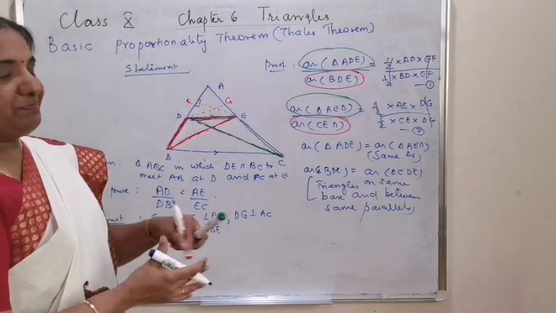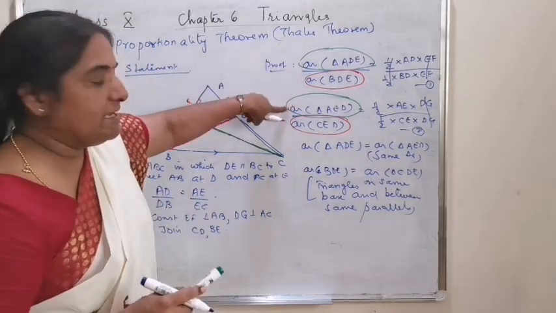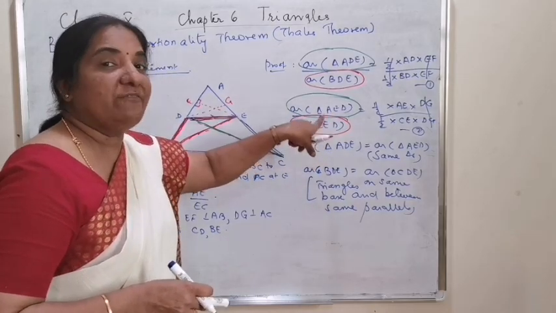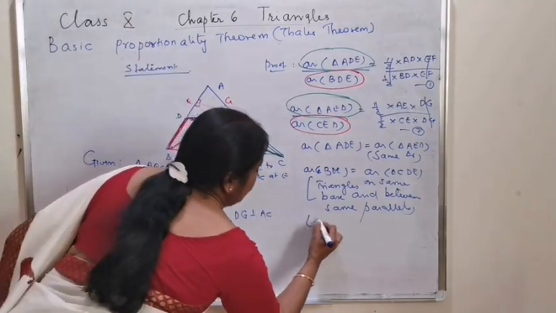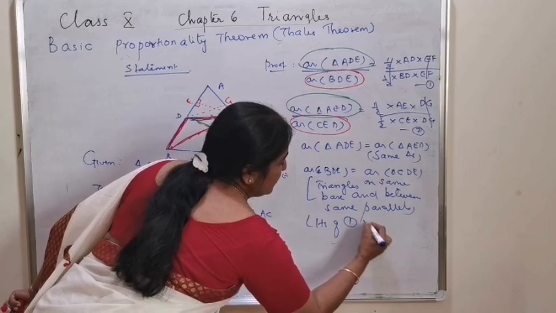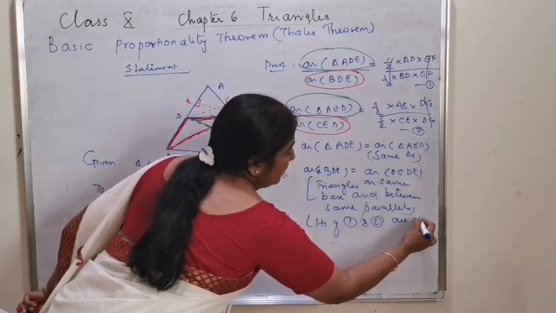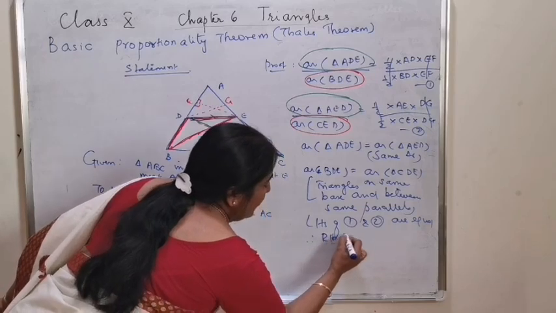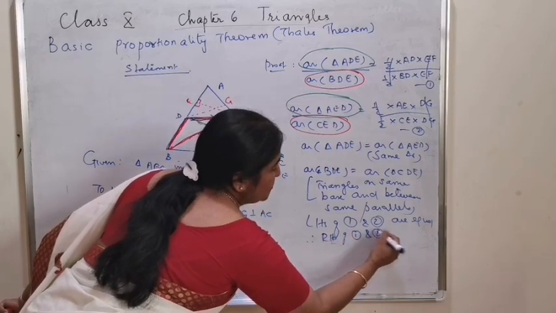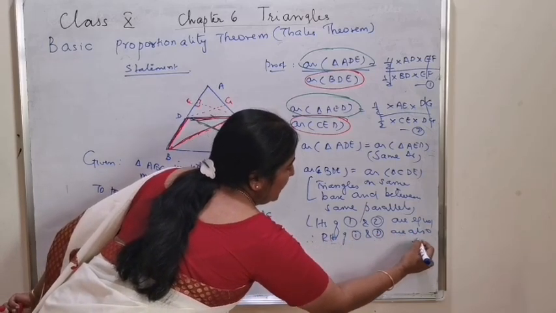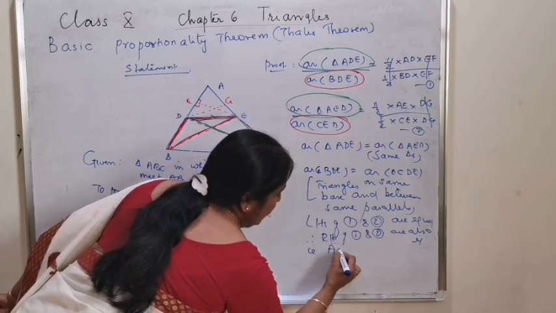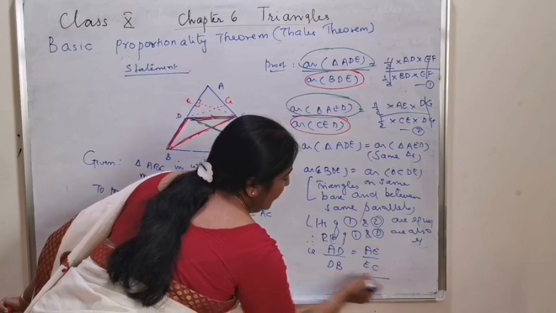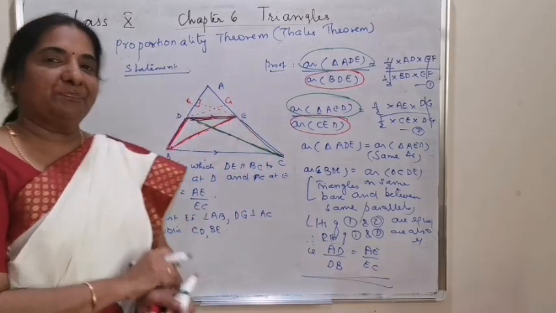So ADE and AED are equal, BDE and CDE are equal, which proves that the left hand sides of equations 1 and 2 are equal. Therefore, the RHS of 1 and 2 are also equal. That is, AD by DB is equal to AE by EC.